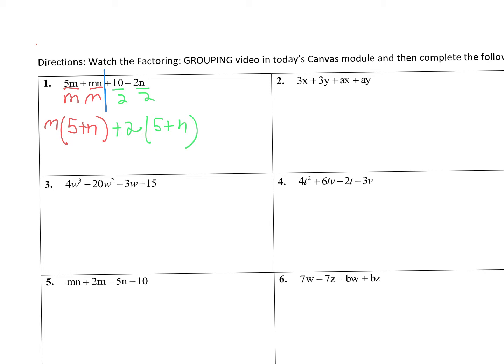When we go to write our final answer then, our one answer should come from the common factor here, which was 5 plus n. And then the other factor is going to come from the greatest common factor of the first group combined with the greatest common factor of the second group.